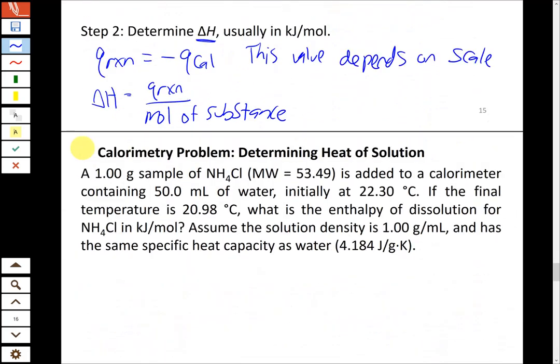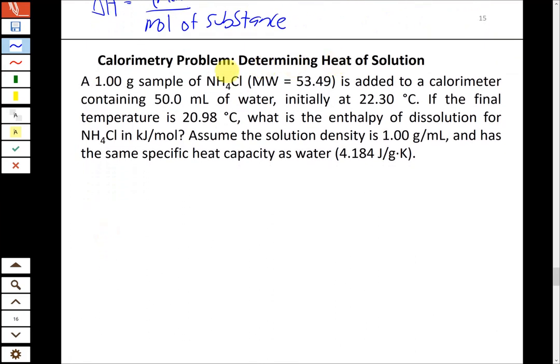So the first one we're going to do is heat of solution. We talked about earlier that sometimes when you dissolve things in water, the temperature of the water increases or decreases. It can be an endothermic or exothermic process just for dissolving. So ammonium chloride is one of those.